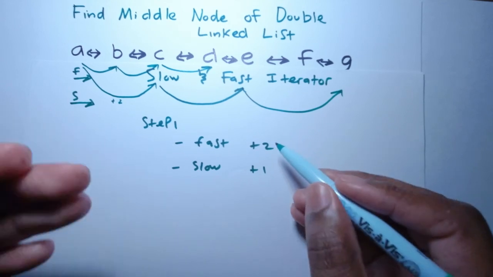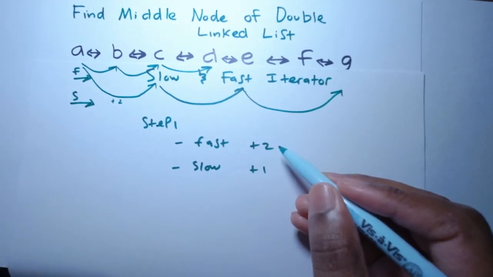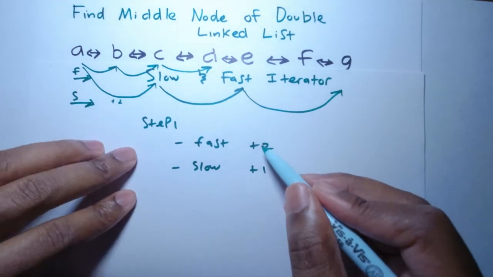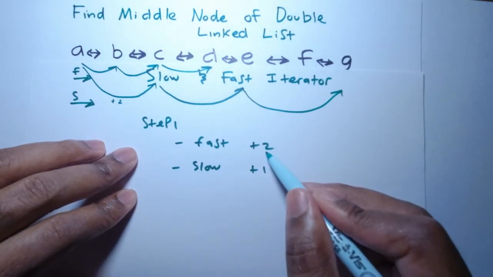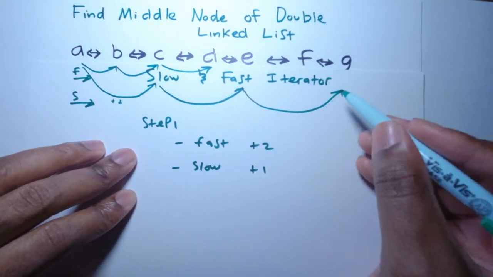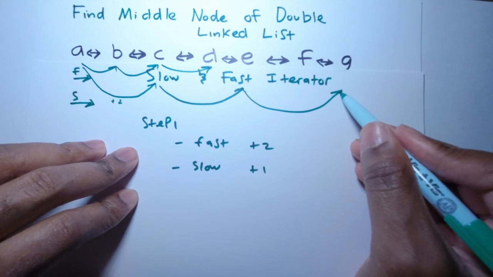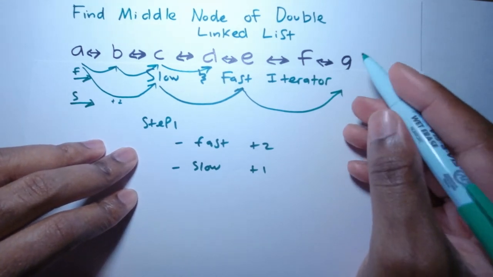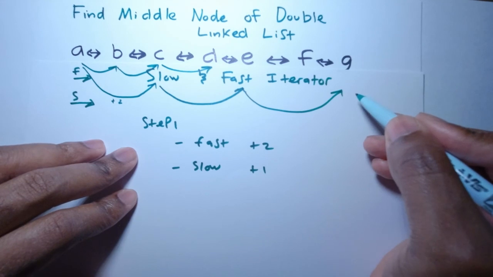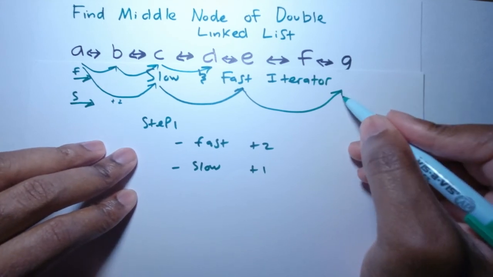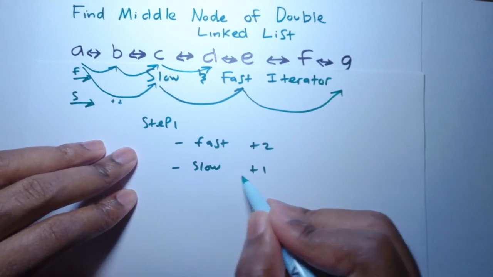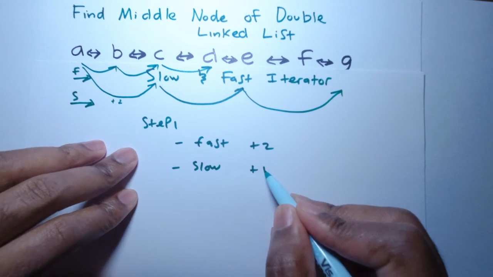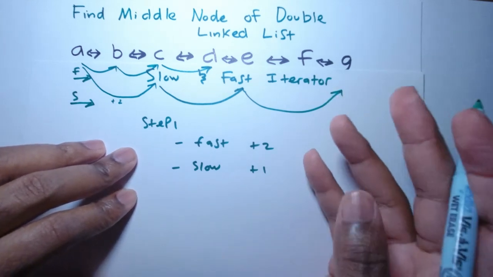Now, here's the beauty of this approach. The beauty is that because the fast iterator is going twice as fast, by the time the fast iterator gets to the end or passes the end, so that's really important, it either gets to the end or passes the end, by the time that happens, the slow iterator will be at the middle. So that's really the crux of this approach.